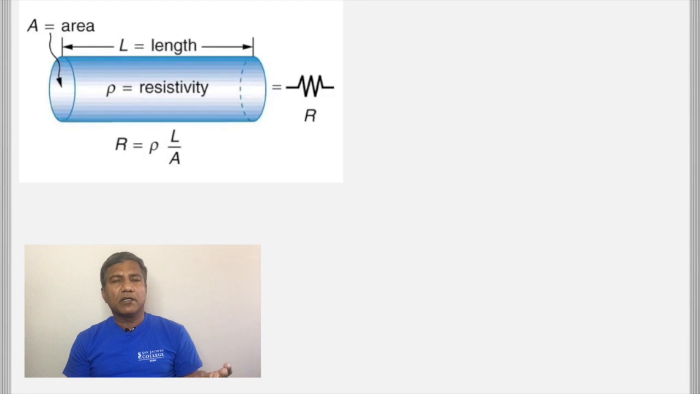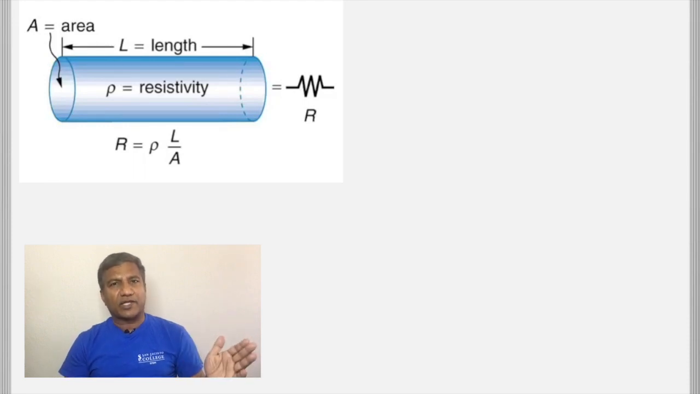Number 3, the resistance depends on the area of cross section, but it's an inverse dependence, which means if it's a bigger area of cross section, like a thicker cable, like a thicker wire, then its resistance is going to be small. So remember, thick conductors have a smaller resistance. Thin conductors have a bigger resistance.